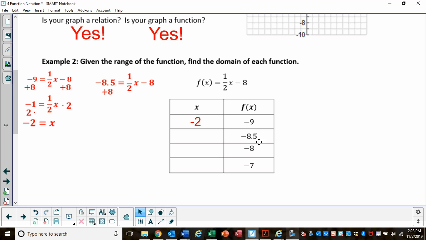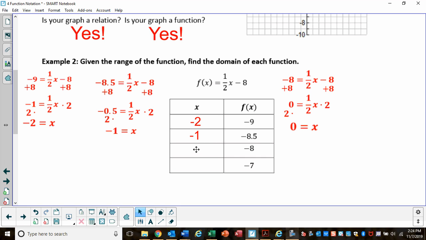Then I plug in negative 8.5. I'm going to add 8 to both sides, so I get negative 0.5 equals 1/2 x, multiply by 2, multiply by 2. I get negative 1 equals x, so I plug that in. Then I do it for negative 8. Plug in negative 8 for f of x. Add 8, I get 0 equals 1/2 x, multiply by 2, multiply by 2, x equals 0. There we go.